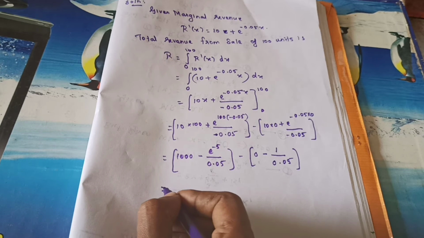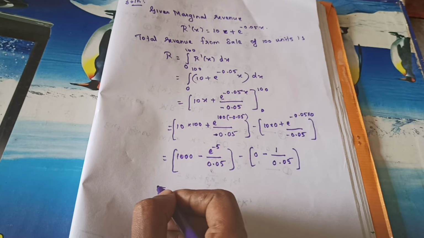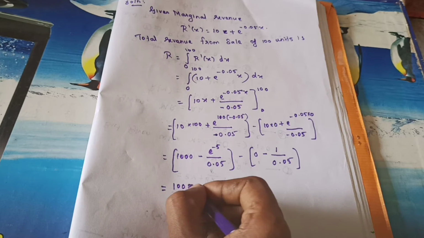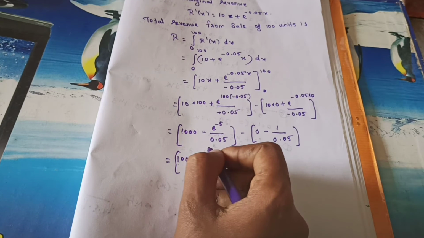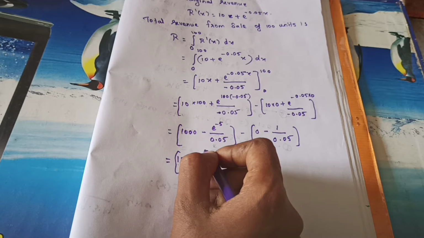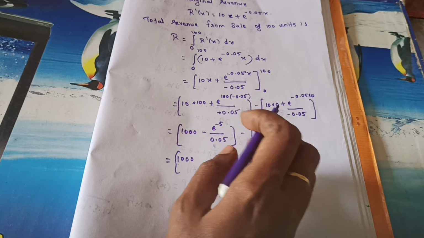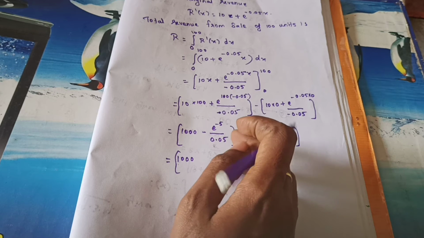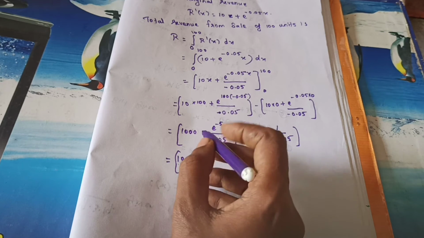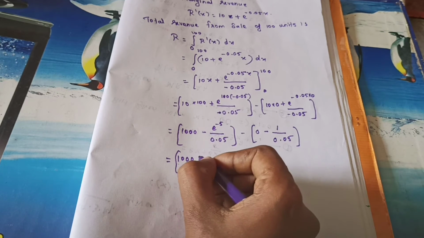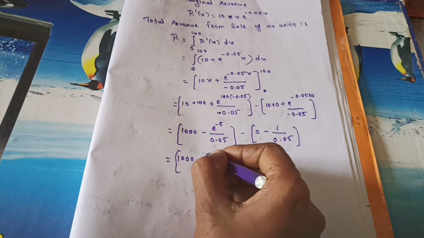So next step, you can substitute the value of e power minus 5. The value is given in your question. You can use the calculator for the examination, so don't worry. These calculations you can do using the calculator.